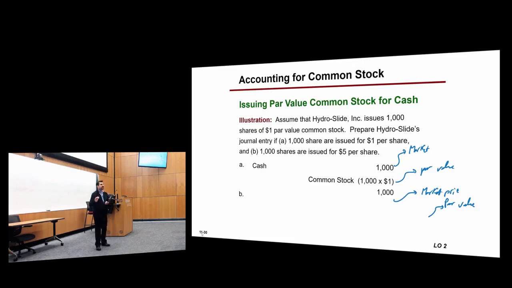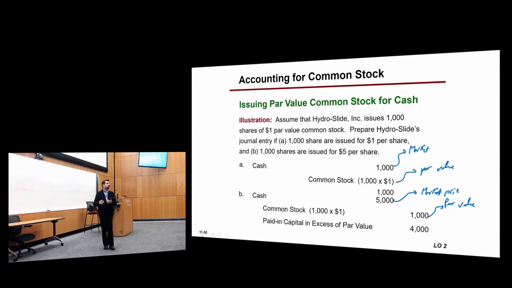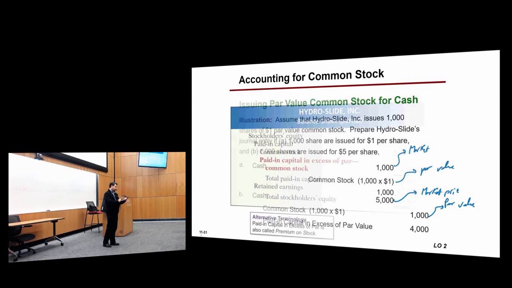Okay? If it had stated value, the company will credit common stock stated value. Anything in excess of that amount will be credited to paid-in capital in excess of par value, if it has a par value. If it were stated value, it would be the same thing. Replace the word par value with stated value. Okay? So that was the first example.